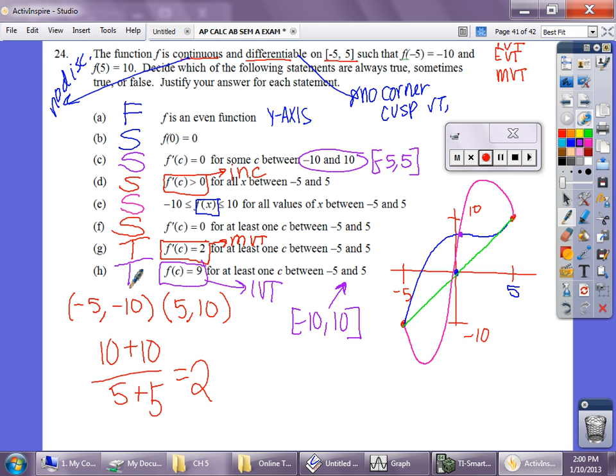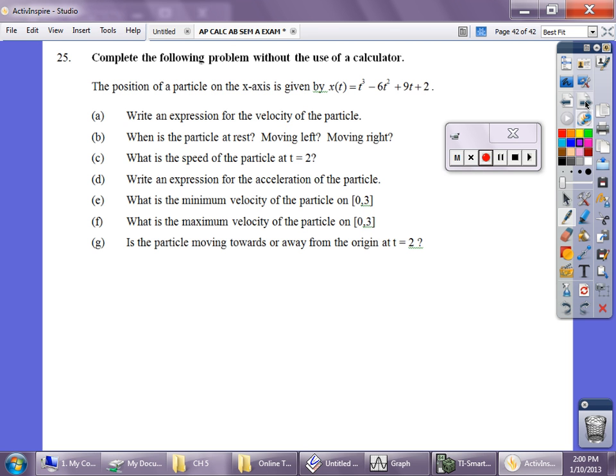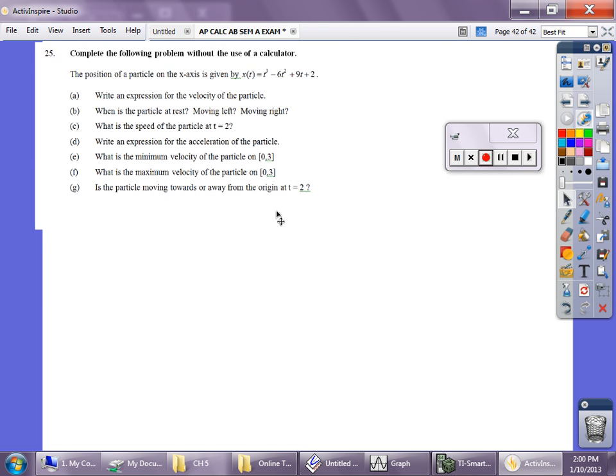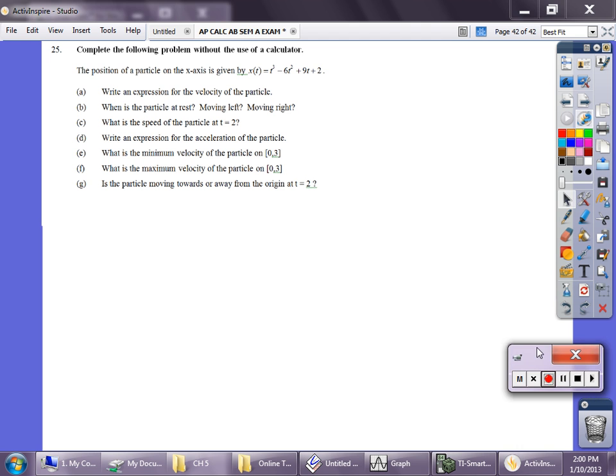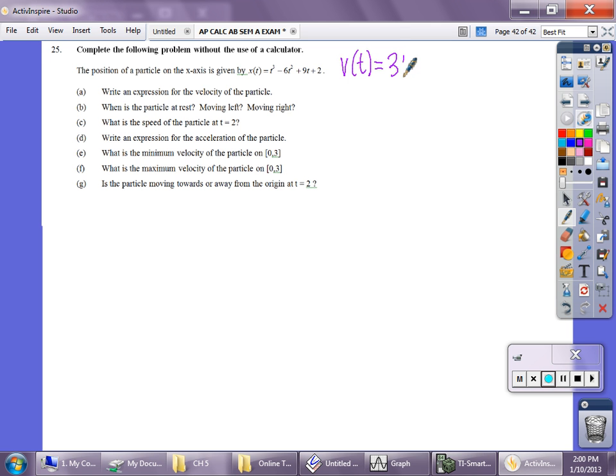All right. Last question in the review, 25, complete the following without the use of a calculator. So we're going to be doing particle motion, and they're going to ask us a lot of questions. So I'm going to move this over, and let's start with letter A, write a velocity function. So velocity would be the first derivative, 3t squared minus 12t plus 9. When is the particle at rest? So if I want to do at rest, I would set the derivative equal to 0.